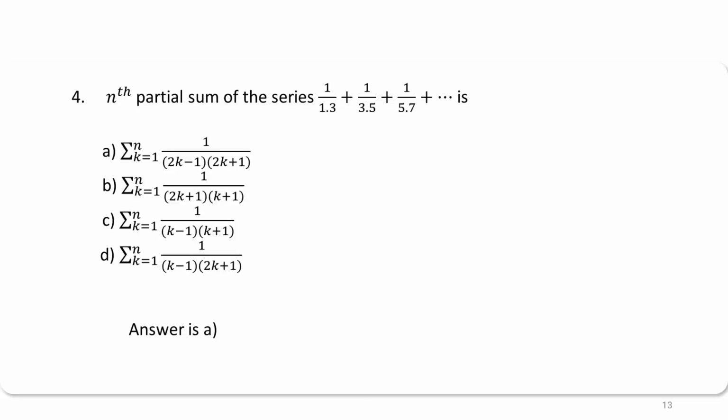Nth partial sum of the series. So how do we find the nth partial sum of the series 1 divided by 1 into 3 plus 1 divided by 3 into 5 plus 1 divided by 5 into 7 plus etc.? Now we will verify the series. We take the first terms 1 by 1, 1 by 3, 1 by 5 plus etc. Let us take another series, 1 by 3, 1 by 5, 1 by 7, with denominators 1, 3, 5, 7.